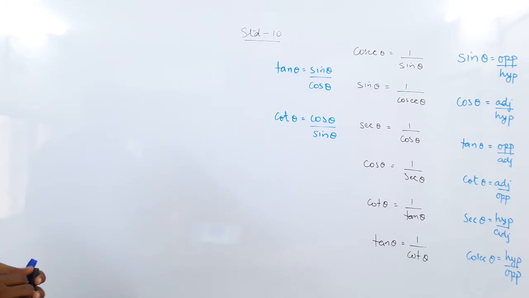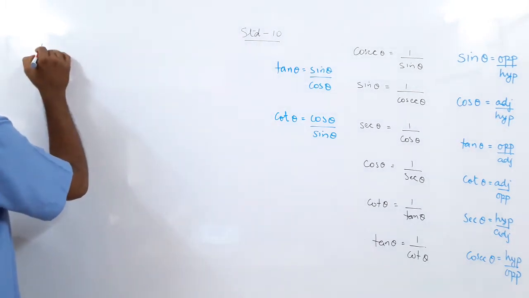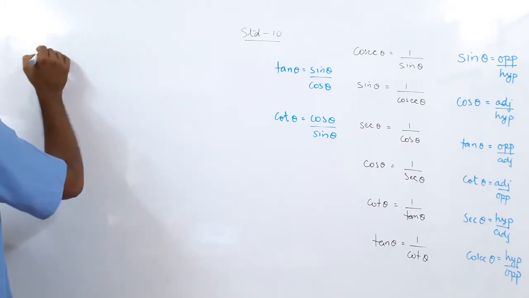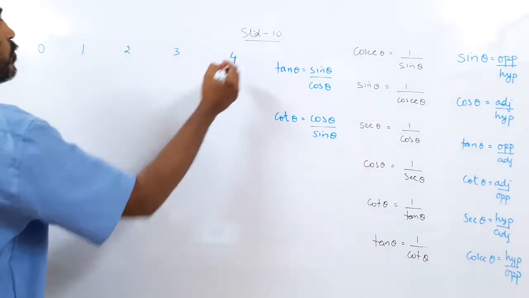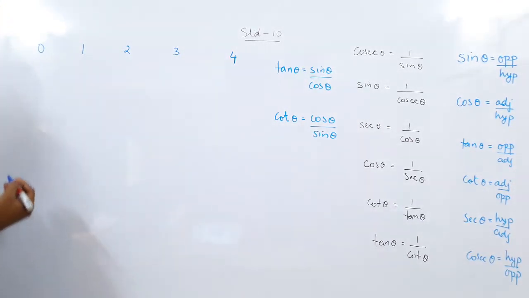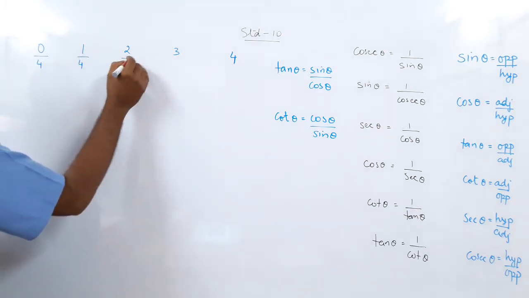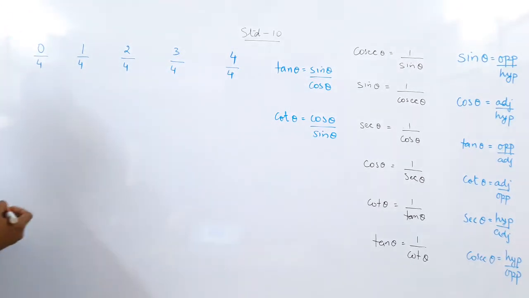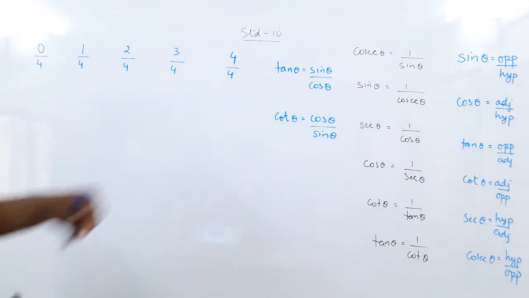So what you are supposed to do, to begin the table, you start with 0. Write 0, 1, 2, 3 and 4. After you have done this, divide everything by 4. So I have written 0, 1, 2, 3, 4 and divided them by 4.